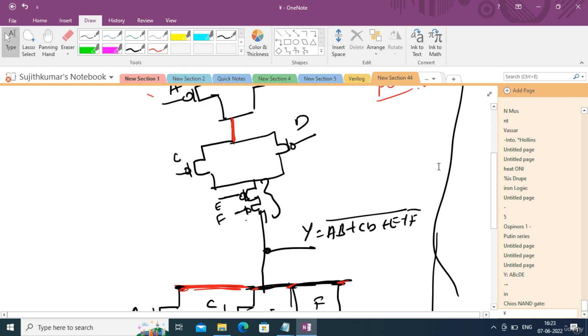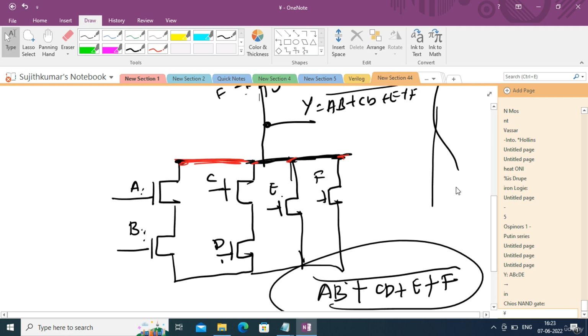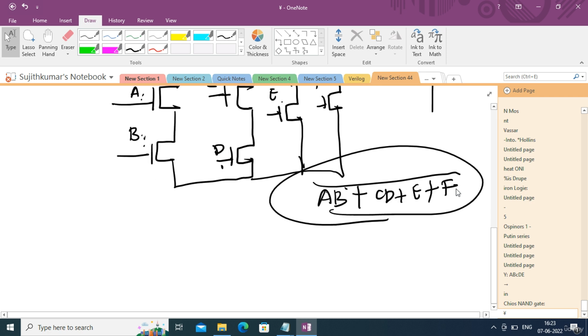So that's how we do the design. This is one of the ways to make the logic into a VLSI circuit. That's how you make it. And again, this has to be grounded.